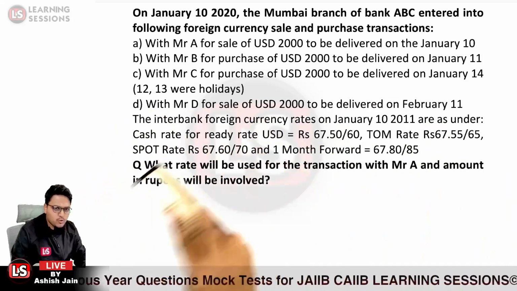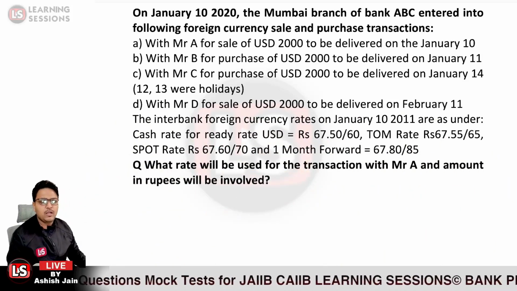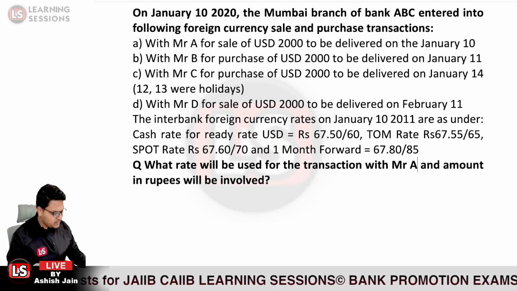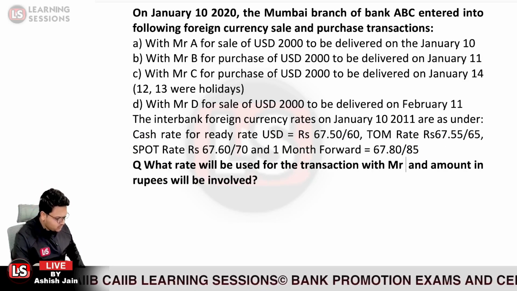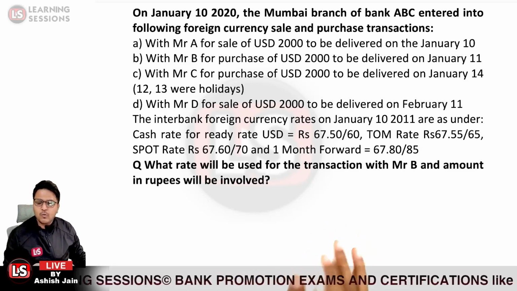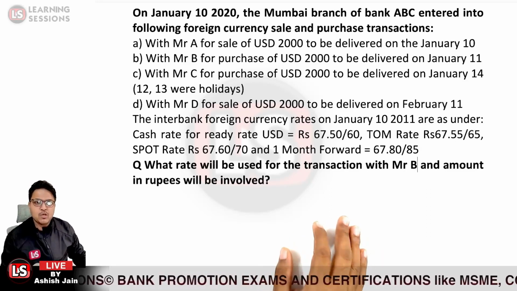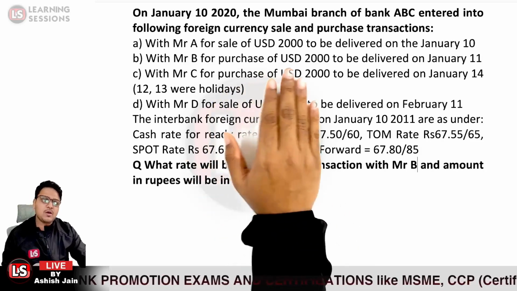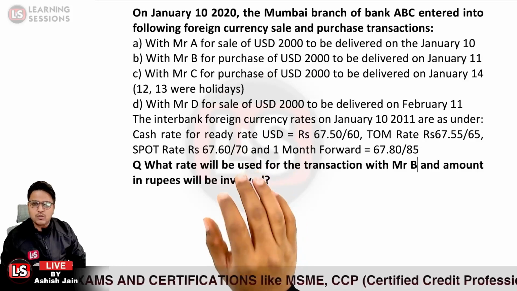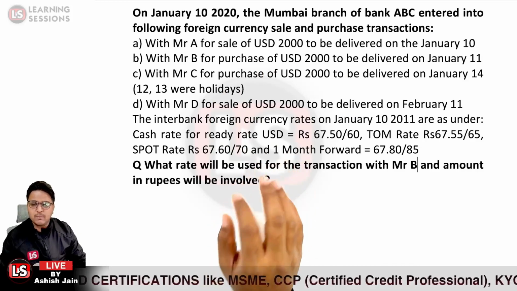Now related to question number 2, what rate will be used for the transaction with Mr. B and what is the amount in rupees involved? Question 2 is related to the transaction with Mr. B, the purchase of USD 2000. At what rate will you be purchasing it?